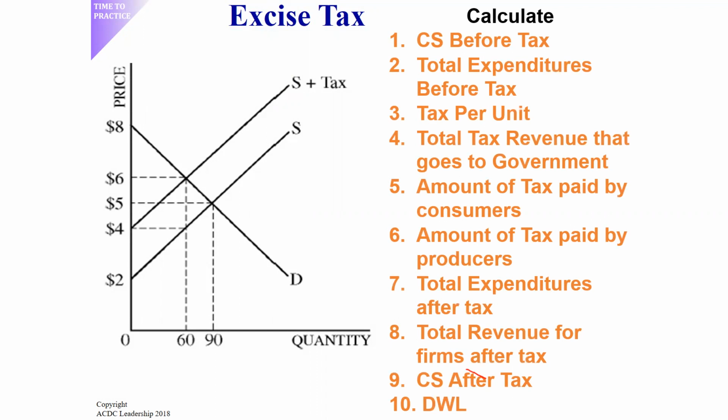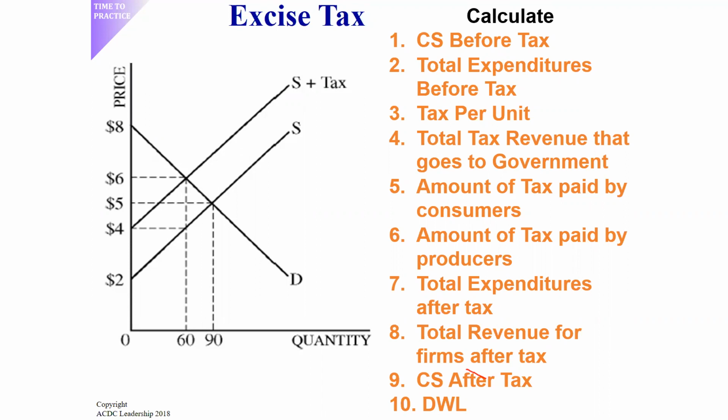Consumer surplus before tax. All right, it's always above the price, and the price is $5 because before tax, $5 is the equilibrium. And so it's a triangle, so it's half base times height. So the height is 8 minus 5, which is 3. The base is 90. So 3 times 90 is 270, divided by 2 is 135.